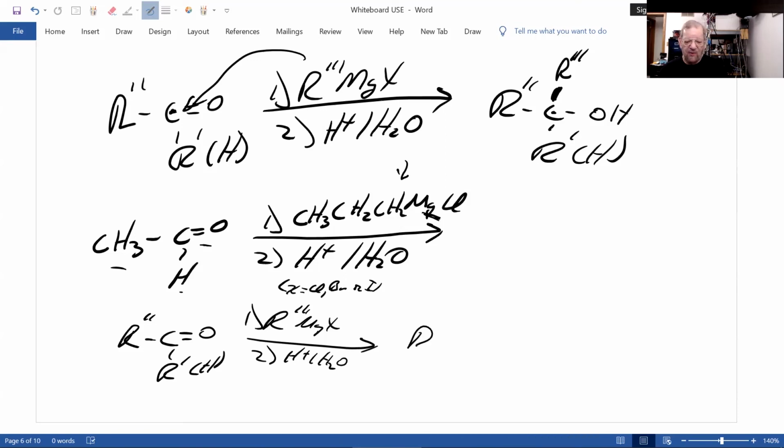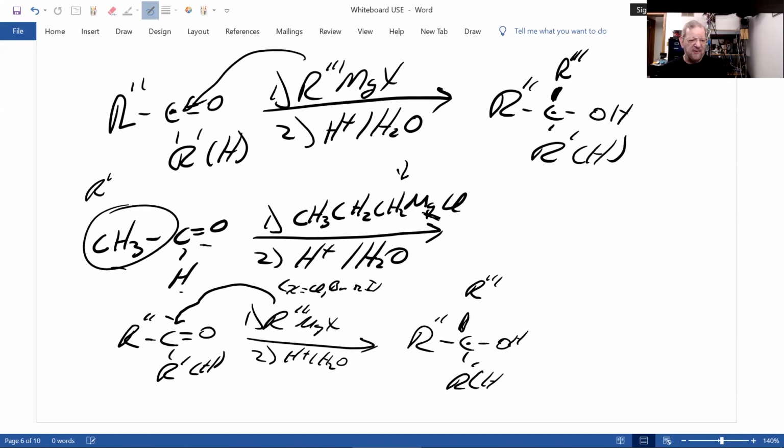And now what happens? This attacks the carbonyl carbon, opens it up to an alcohol. What's attached to that carbon is still attached. And you made that special carbon-carbon single bond. Here's our R double prime. Here's R prime. There's my R triple prime.